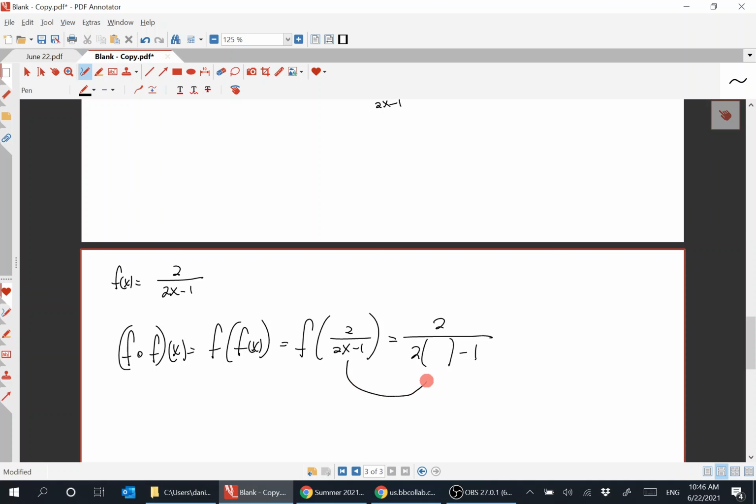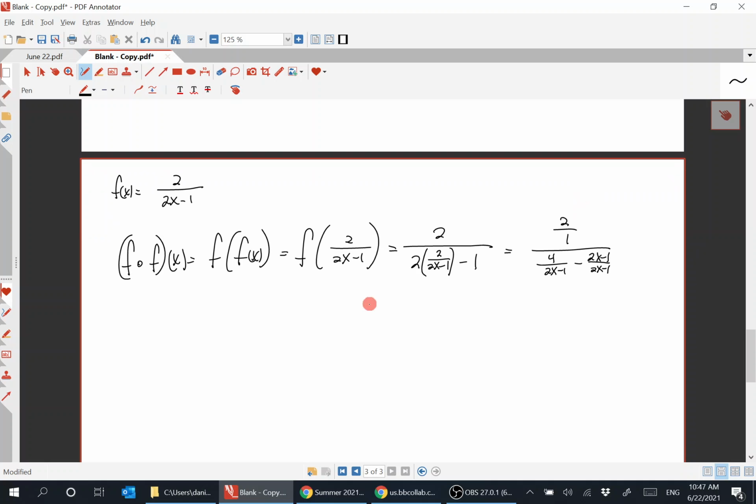Just take this, put that there. So that's 2 over 2x minus 1. And then simplify. So 4 over 2x minus 1 minus 2x minus 1 over 2x minus 1. So this is equal to, so 4 minus 2x minus 1.